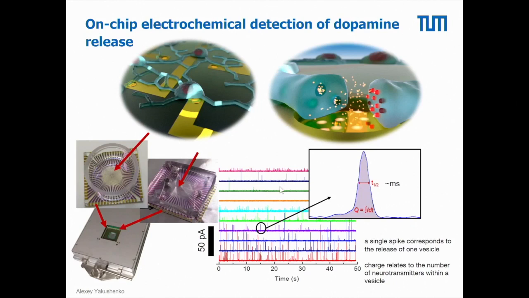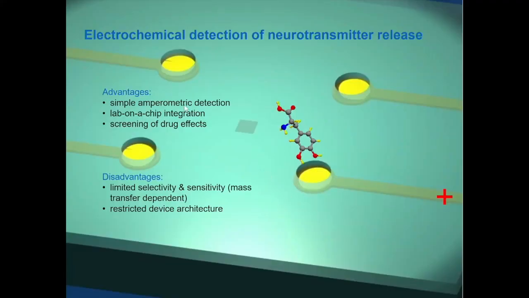So now you can go ahead with this and, for example, probe how the dopamine release is affected if we apply a certain drug to our system. And there are several advantages of doing it this way. The first one is this is a very, very simple amperometric detection. So we can use the tools that we already have at hand. It is very easy to do a lab on a chip integration to build microfluidics on top of this. And you can use it, for example, for screening drug effects.